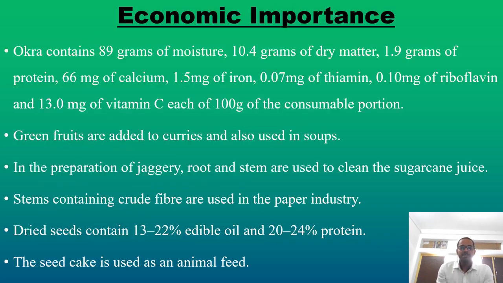Now coming to the economic importance of okra. In each 100 grams of fresh weight of okra, there are 89 grams of moisture, 10.4 grams of dry matter, 1.9 grams of protein, 66 milligrams of calcium, 1.5 milligrams of iron, and it is also rich in thiamine, riboflavin, and vitamin C. Its green fruits are added to curries, and it is also used in soups. Okra stem and roots can also be used to clean sugarcane juice in the process of jaggery making.